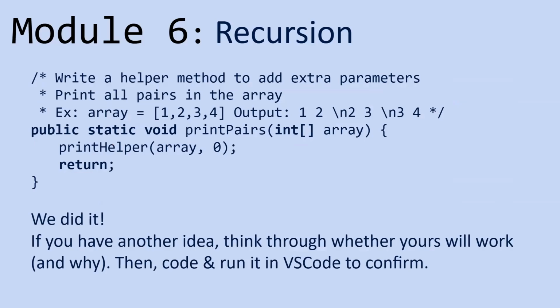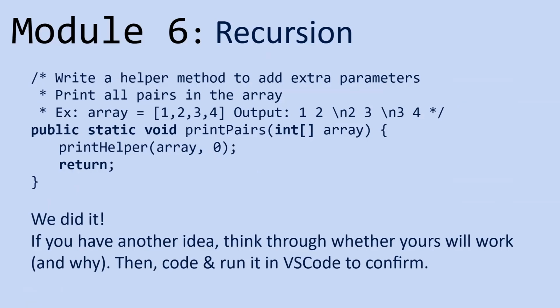All right, we're back in print pairs, and we've written print helper. So we just write print helper to call that method. Then in parentheses, our parameters: we just pass the same array. So array. Then our next parameter is zero, because we want to start at the beginning of the array and then print all the pairs that come after it. So that's all we have to do. And yeah, we did it.